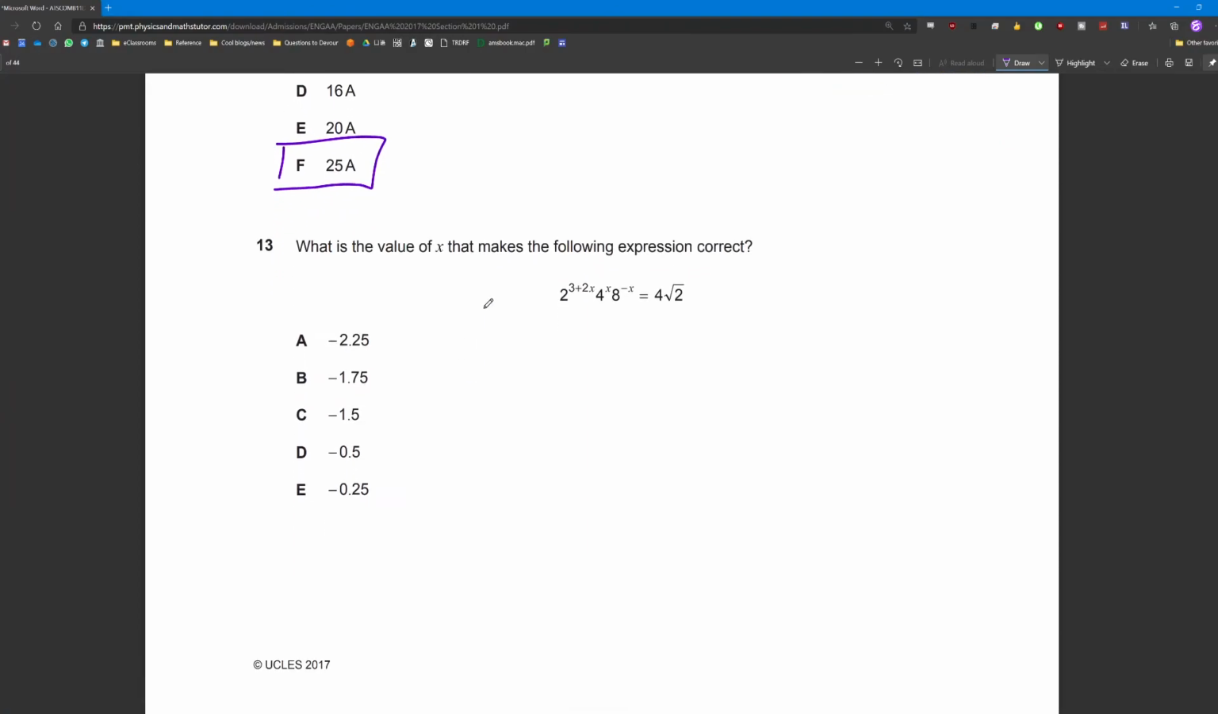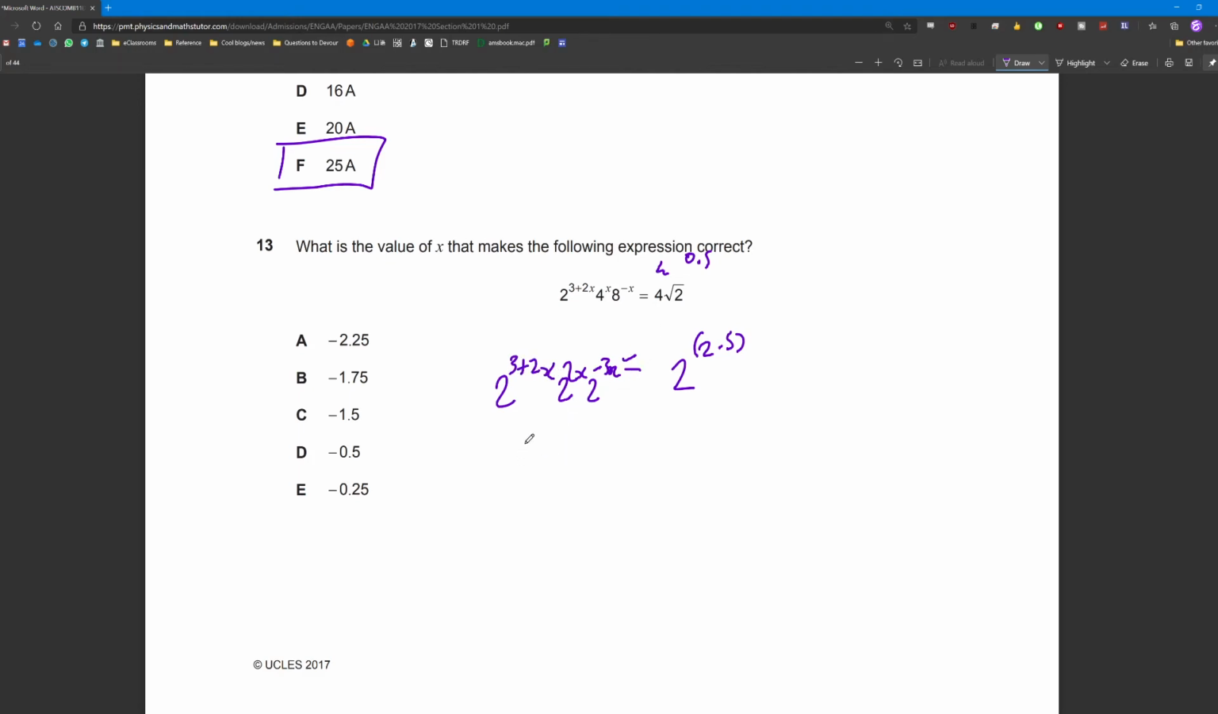Okay, what is the value of x that makes the following expression correct? 4 root 2. Okay, well, 4 root 2 is 2 to the power of, well, 4 is 2, and root 2 is 0.5, so 2 to the power of 2.5. And then 4 to the x is 2 to the 2x, 8 to the negative x is 2 to the minus 3x. You should be able to instantly do this through your knowledge of the indices rules, and 2 to the 3 plus 2x is itself.